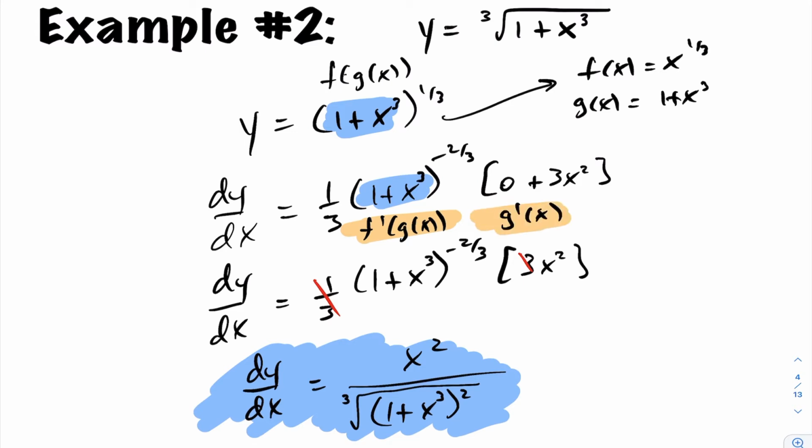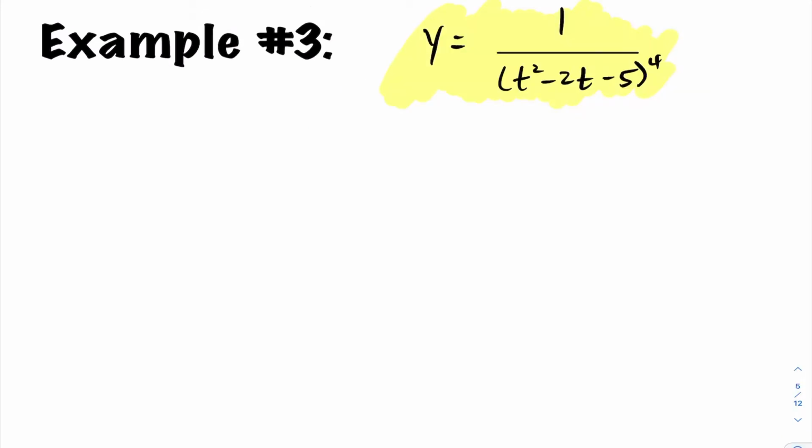Let's look at another question. For this question here, there's a couple ways you can approach this. One way, and this is the most common technique, is to rewrite this as (t squared minus 2t minus 5) to the power of negative 4. Now notice that this resembles the power rule very closely. The only difference is the inside is not just a t, it's t squared minus 2t minus 5. So let's go ahead and apply our chain rule here.